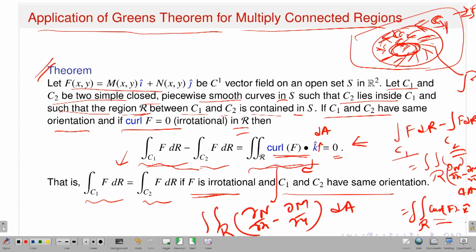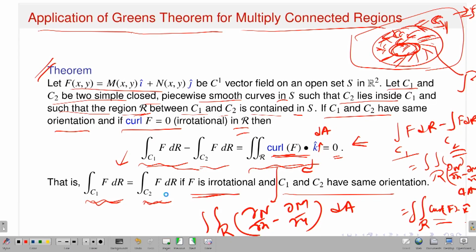But capital F is irrotational, that means curl of F is 0. So this is 0. Therefore integration over C1 is exactly equal to integration over C2 of my vector field capital F. So this is one of the nice applications of Green's theorem for multiply connected regions. If I have a domain which has only one hole, which is multiply connected, then the vector line integral over C1, the bigger simple closed contour, is the same as the vector line integral over the smaller simple closed contour which is sitting interior to C1.